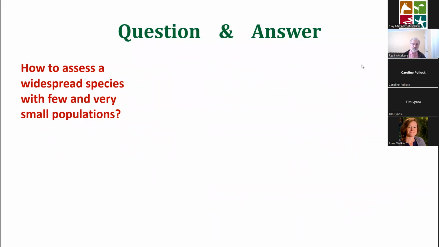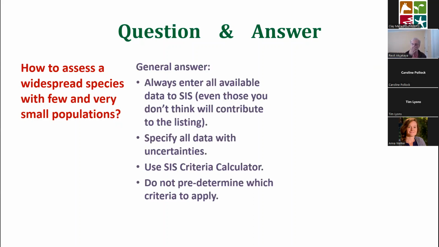Now, here's a more difficult question, and the questions will get more and more difficult as we go on. How to assess a widespread species with few and small populations? Now, because it's a difficult question, I'll give a general answer applicable to many such cases and a more specific answer. So the general answer is, a question like how to assess may suggest that you are asking which criteria to use. Don't decide on which criteria to use.